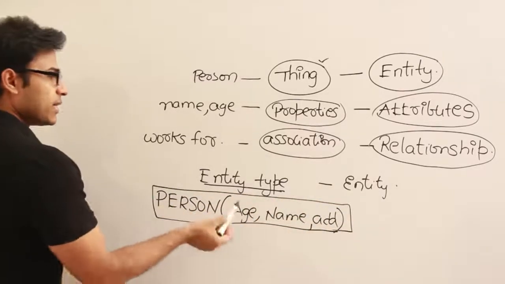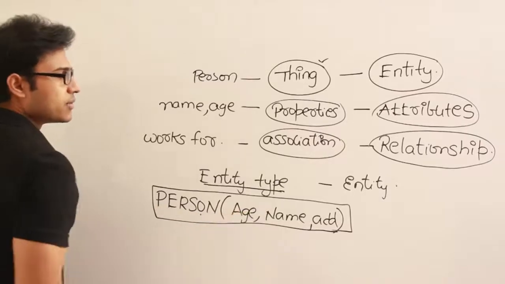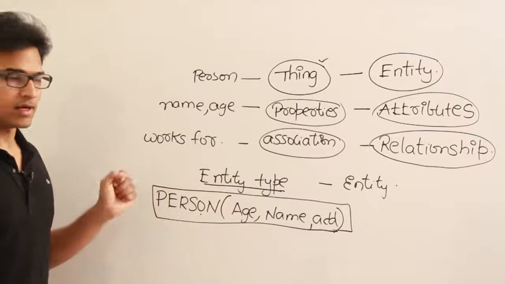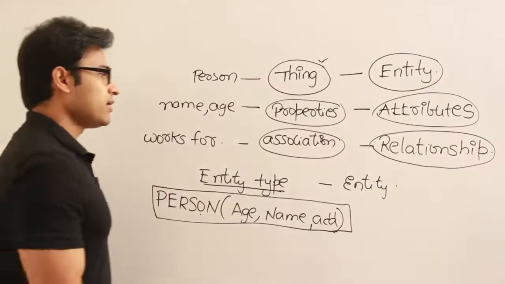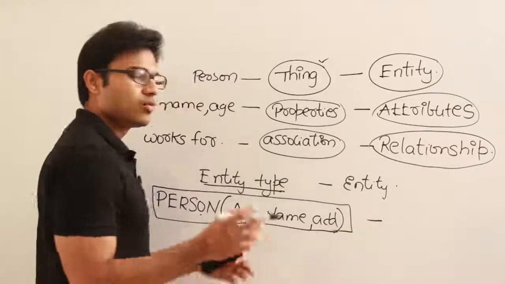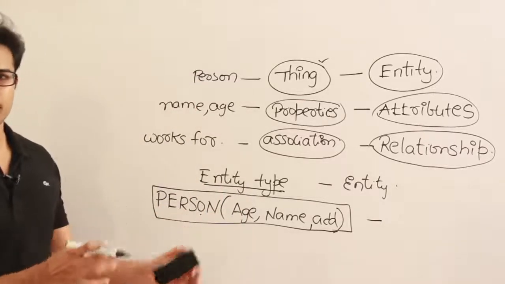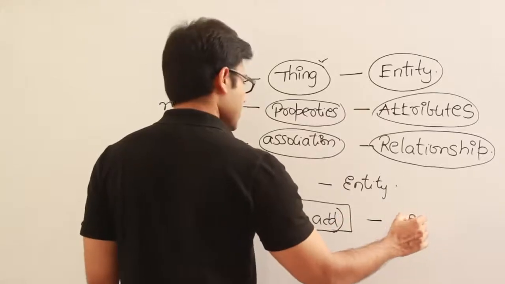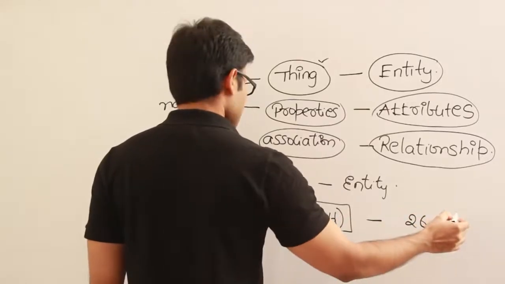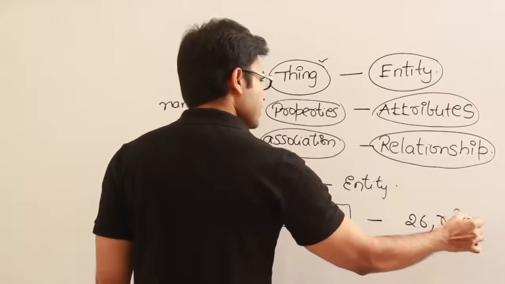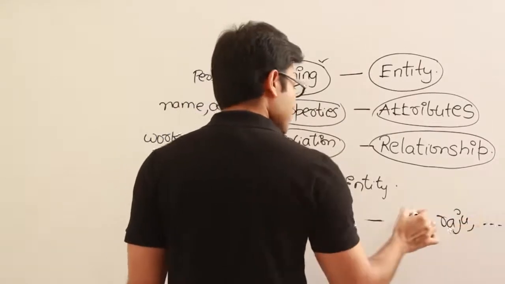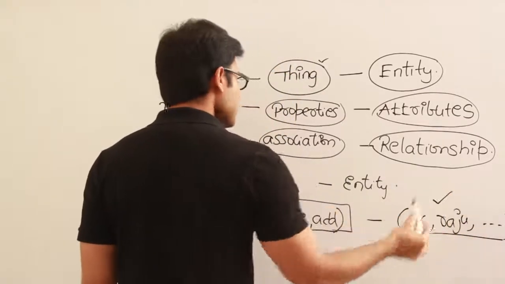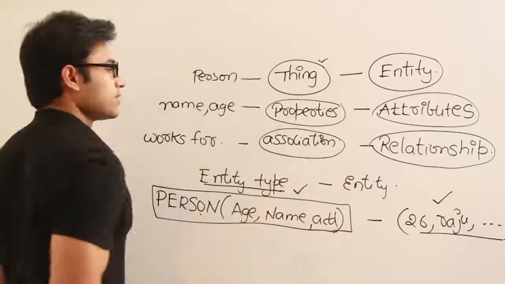Entity type will describe the heading, right? It is also sometimes called a schema. So schema is nothing but the description, the heading, right? And what about the entity? Entity is nothing but a person who is going to be represented in this entity type itself. For example, let us say age is 26 and name is some Raju, right? And let us say some address is given. Now this is called an entity. So entity is actually an instance and entity type is the heading, right?